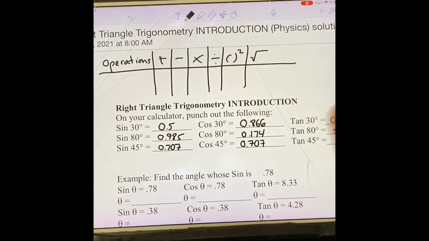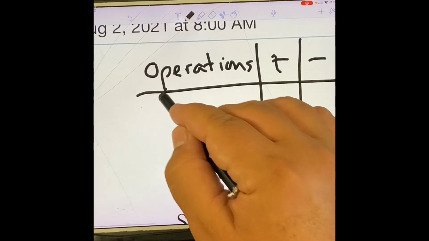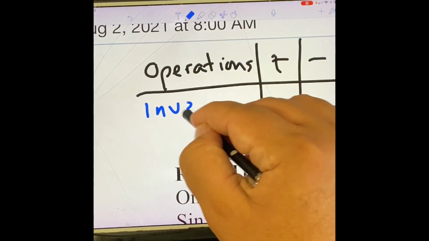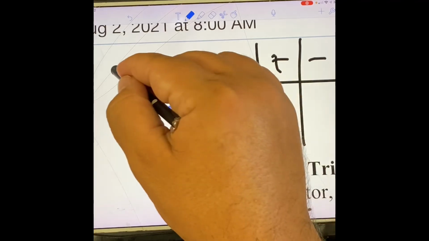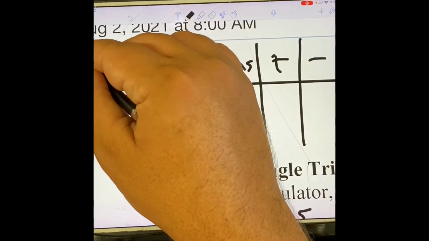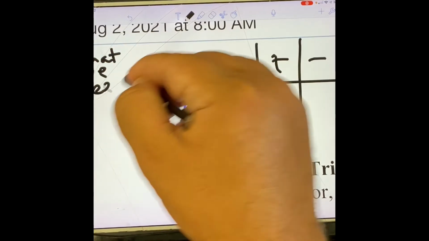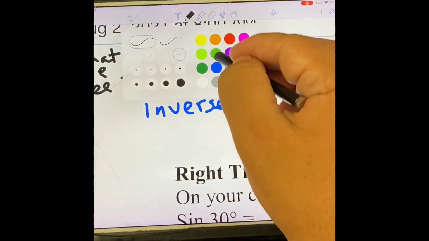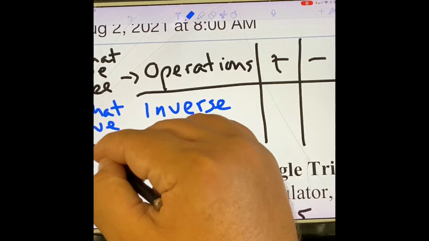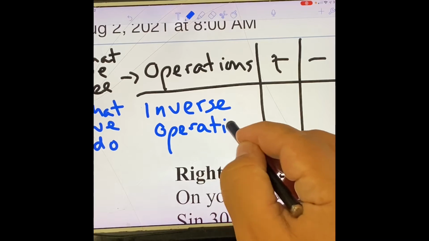When we were trying to learn how to solve equations, we learned that in order to solve equations, we have to use what are called inverse operations. In other words, do the opposite of what we see. This is what we see. This is what we do. Inverse operations are the opposite of what we see.